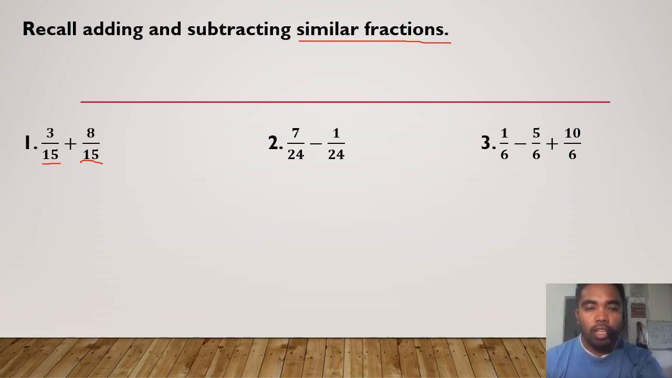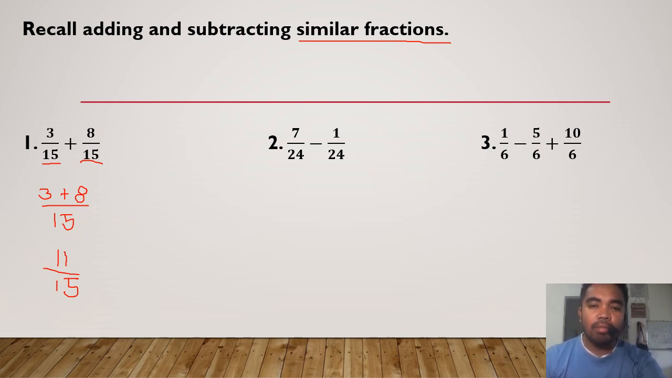So we're going to write their common denominator, which is 15. Since it is plus, we're going to add the two numerators, 3 plus 8. So we're going to add 3 and 8, and it gives us 11, over 15. So 3 over 15 plus 8 over 15 is equal to 11 over 15.